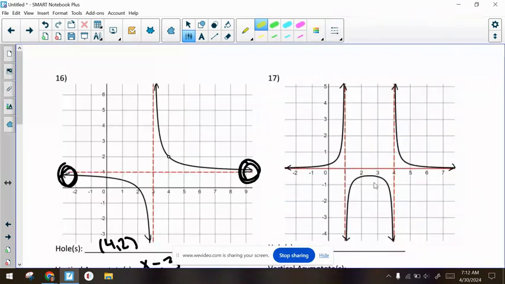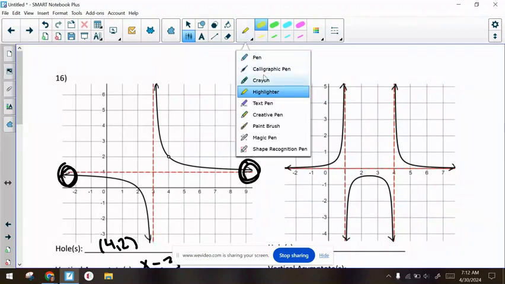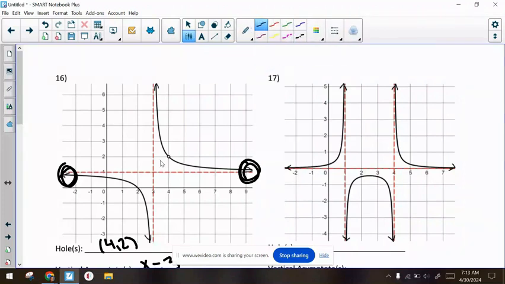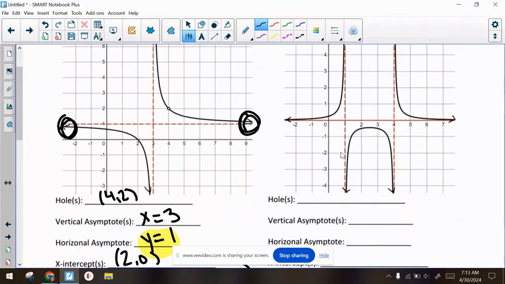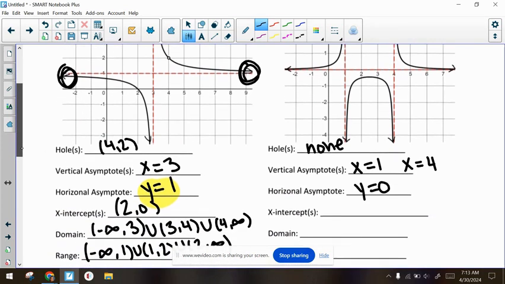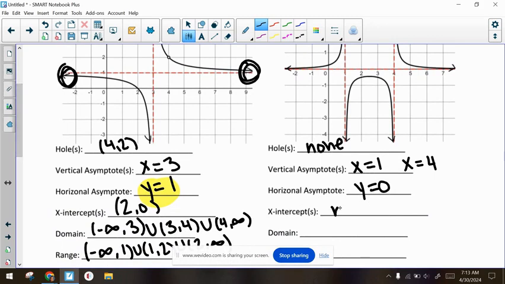All right, now looking at the second graph, we've got one with a little bit different shape, but still the same key features that we're finding. So first on holes, that's none. There are no open circles there. For this graph, there are two vertical asymptotes located at x equals 1 and x equals 4. We have one horizontal asymptote located at y equals 0. As we get to x-intercept, this one is none. That graph never crosses the x-axis.